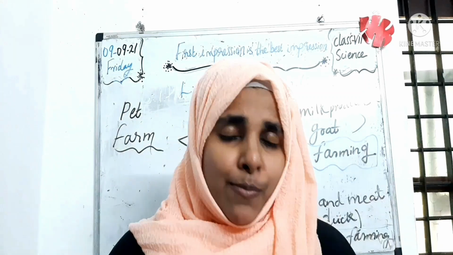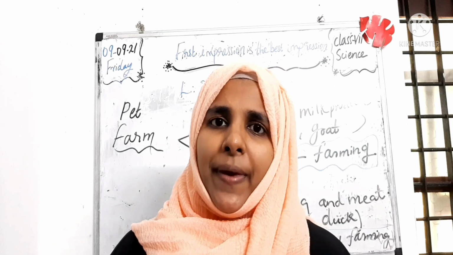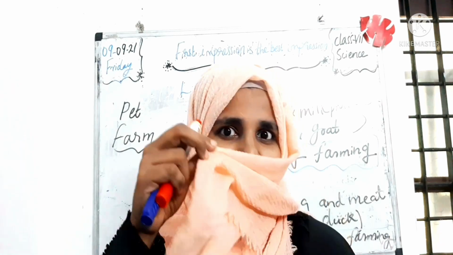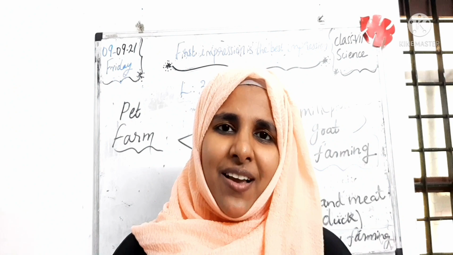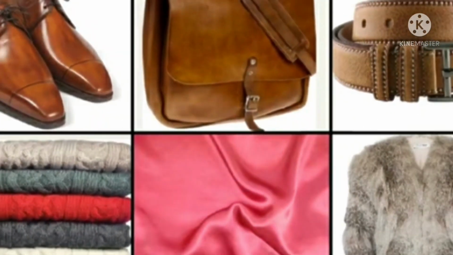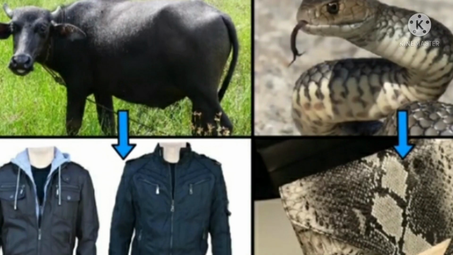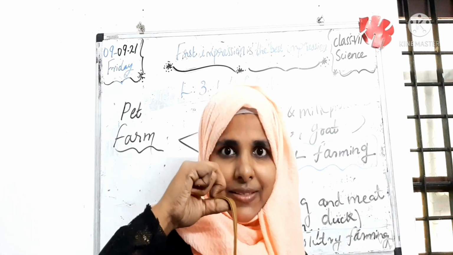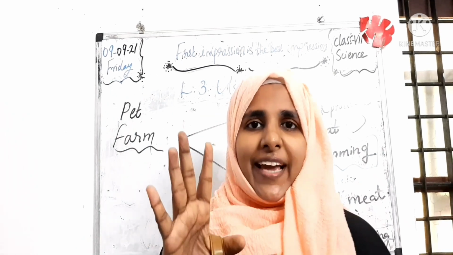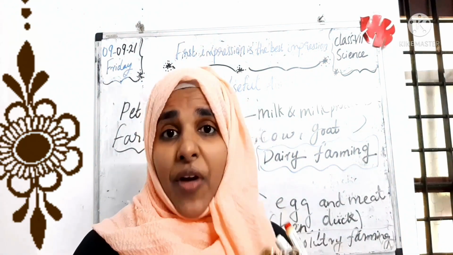So from this we can understand many animal products we are using in our daily life. It may be food, or it may be our cloth itself, or our chappal. How children? These all may be animal products. Sometimes we are using skin of some animals for making our bags, for getting leather. So these things we can get from animal skin. We are using different types of animal skin also.